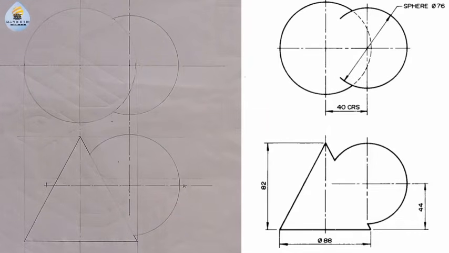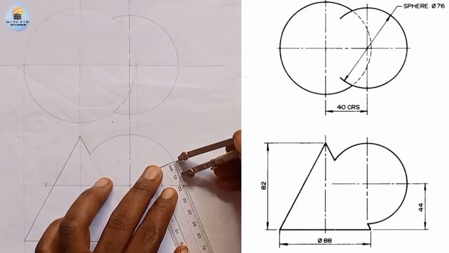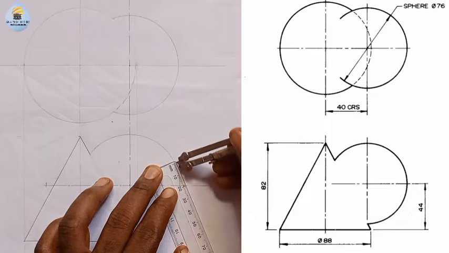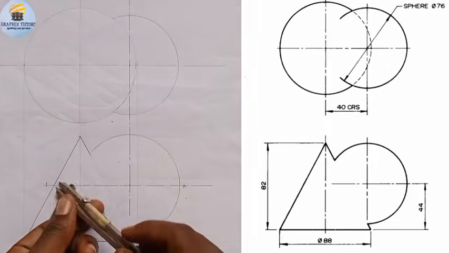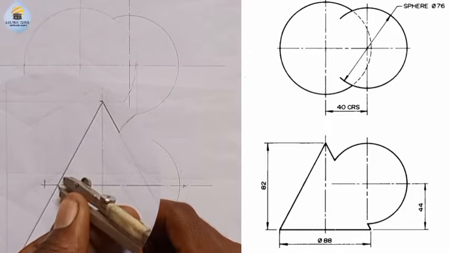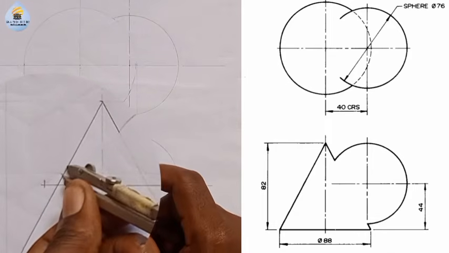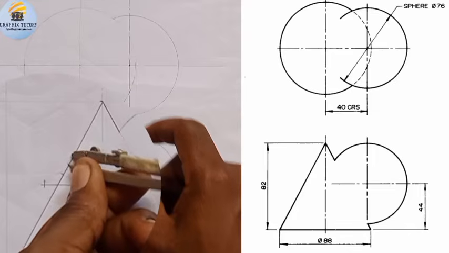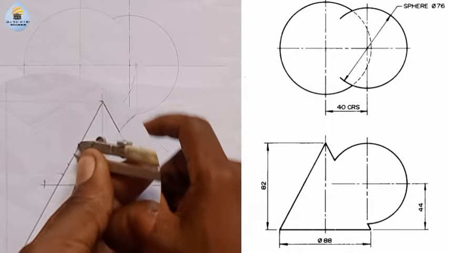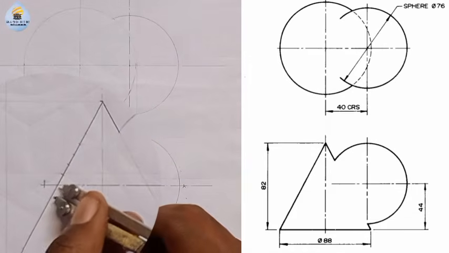We are zooming. Now at any given radius, you can take a radius of 10 or 5. So let me take that of 5 on my meter rule, any radius of your choice, and I'll place it at this point. I'm going to start marking 1, 2, 3, 4, and 5.